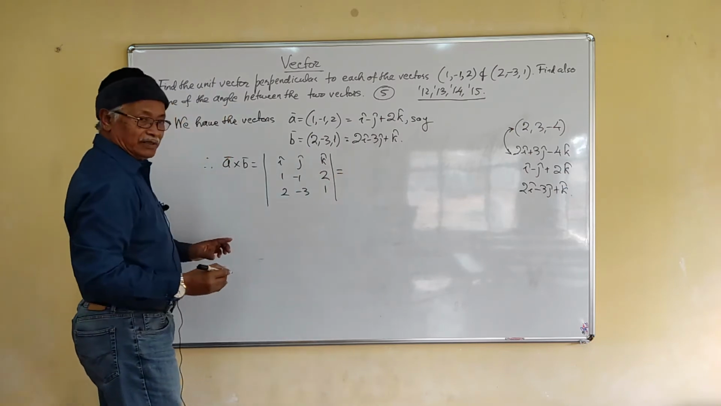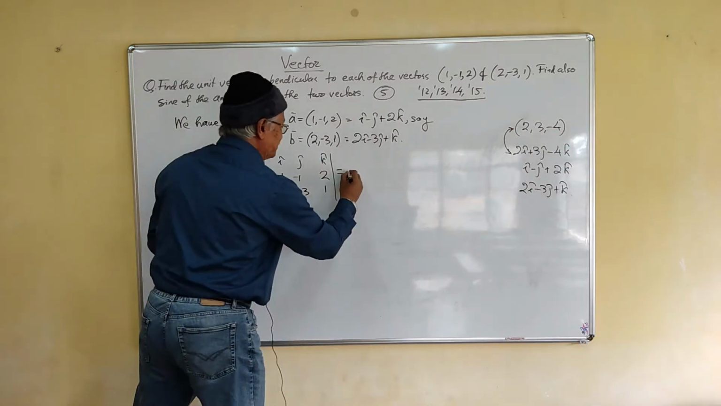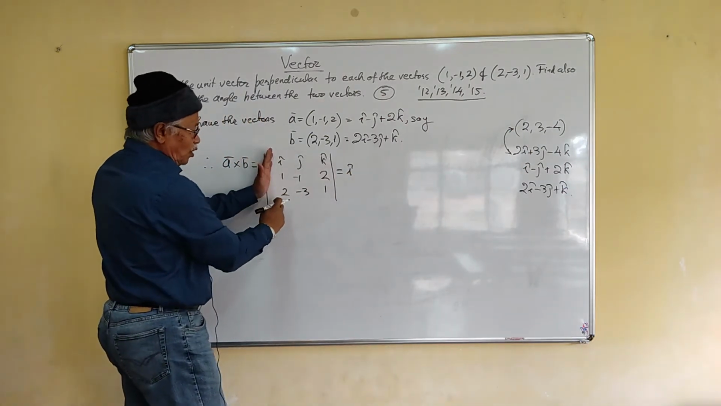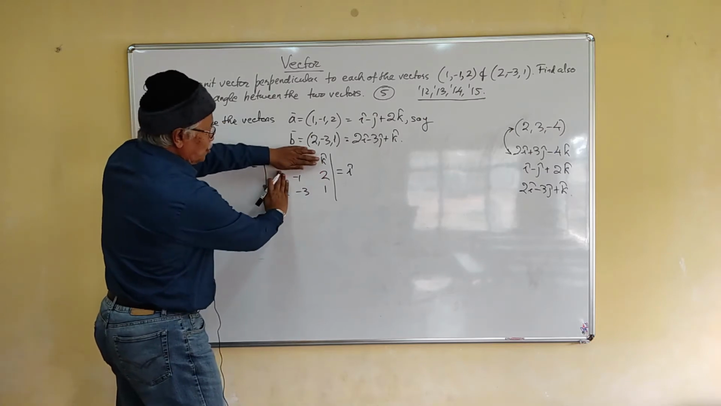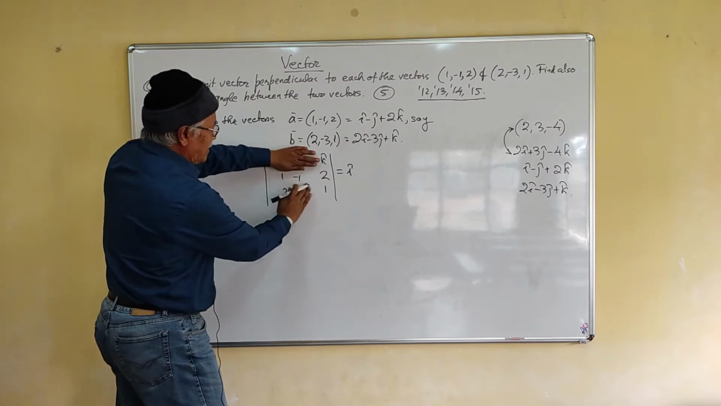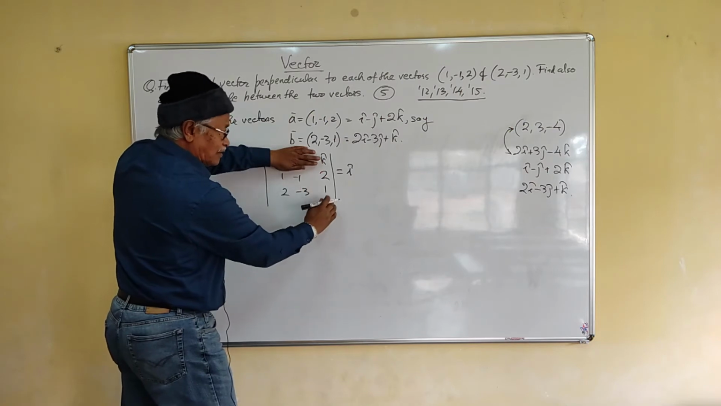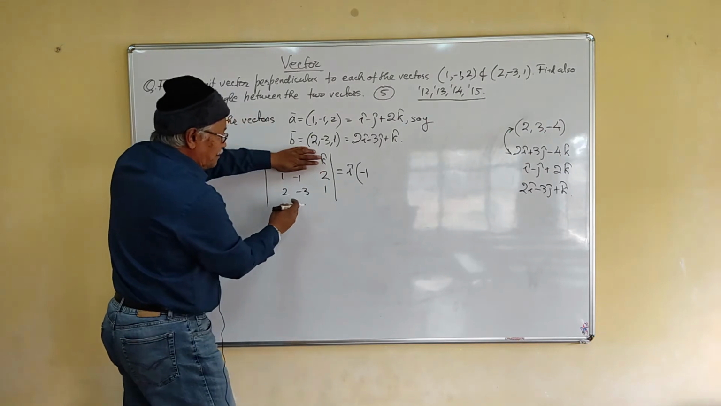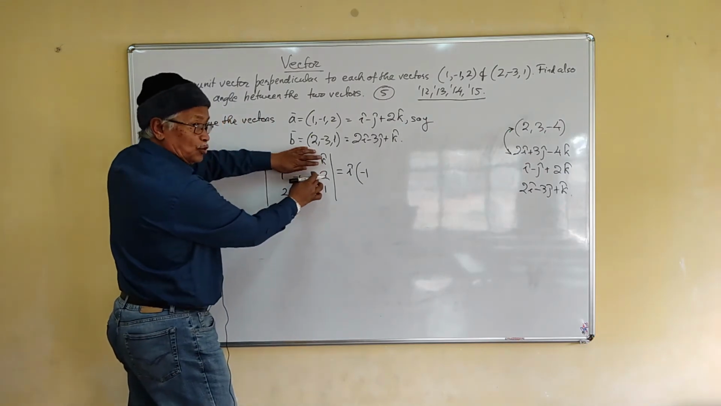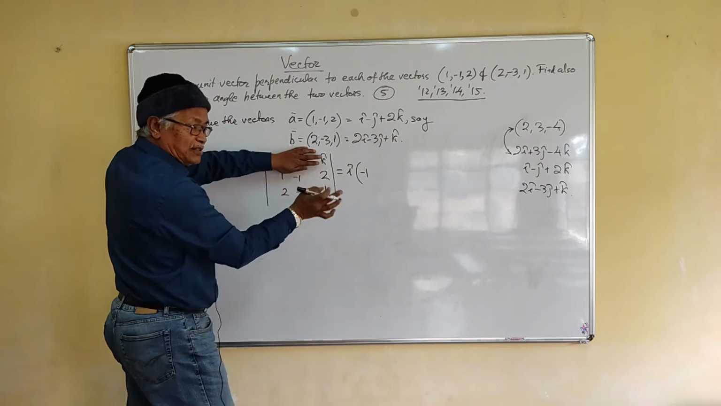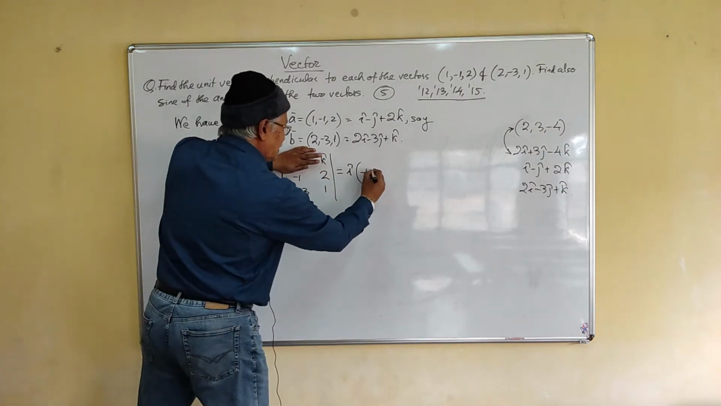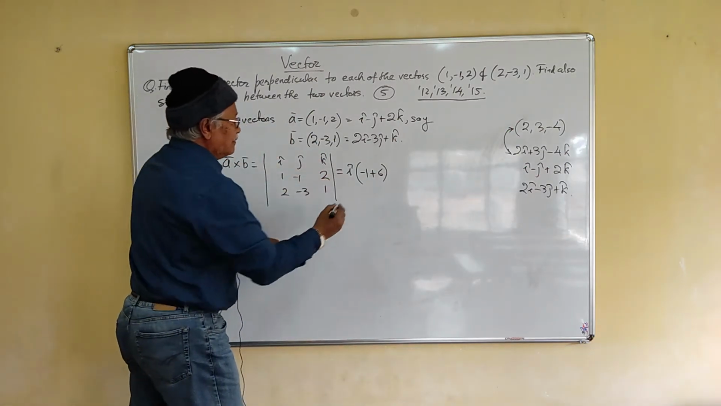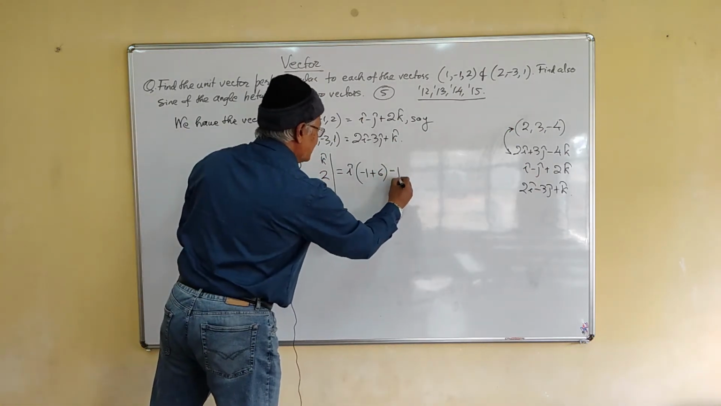Now let's try to calculate it. For i, you delete the row and the column. So you are left with minus 1 into 1, diagonal-wise. Minus 1 into 1 gives you minus 1. Subtract minus 3 into 2. Minus 3 into 2 gives you minus 6. So when you are subtracting, it gives you plus 6, right? So plus i followed by minus j.